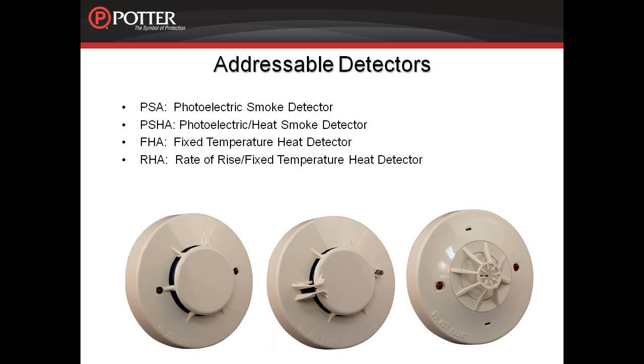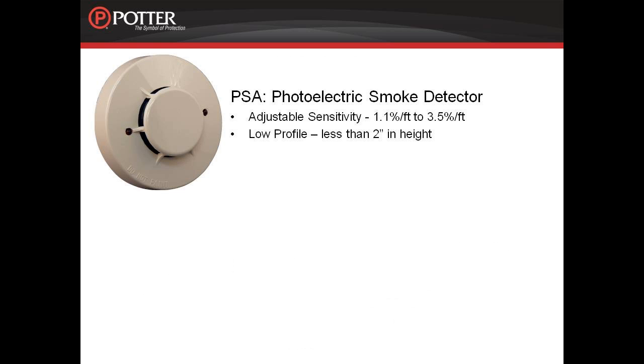The PSA has an adjustable sensitivity range that can be set by zone through the programming software. Its range is 1.1% per foot to 3.5% per foot. This is the percent per foot of smoke in the room. The default is 3.5% per foot.